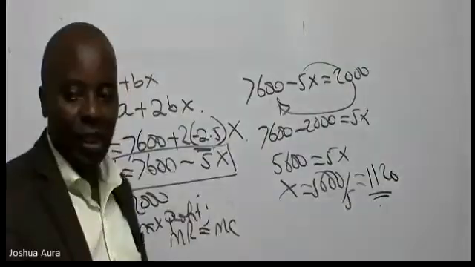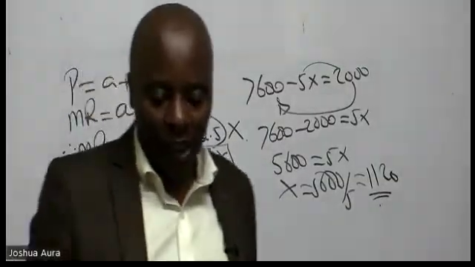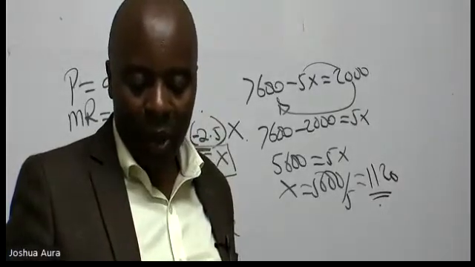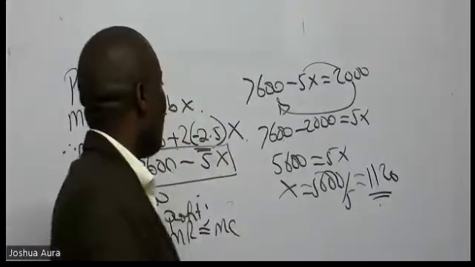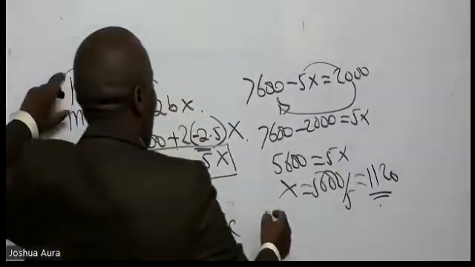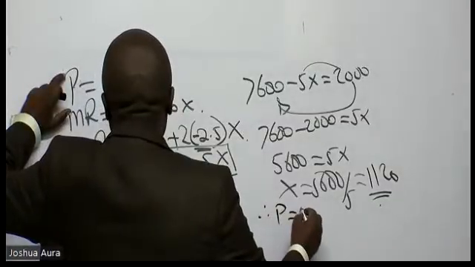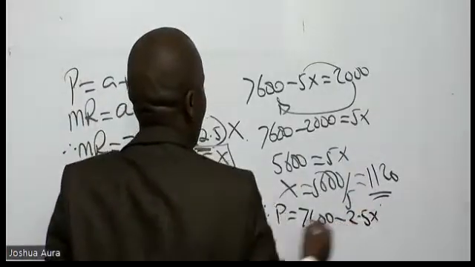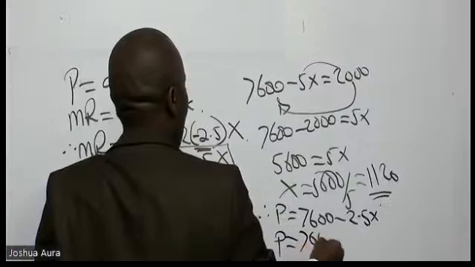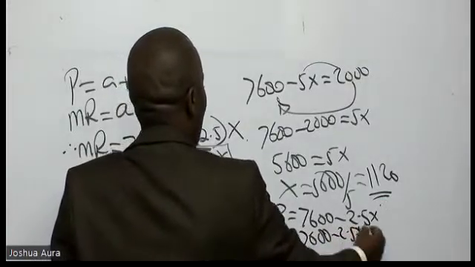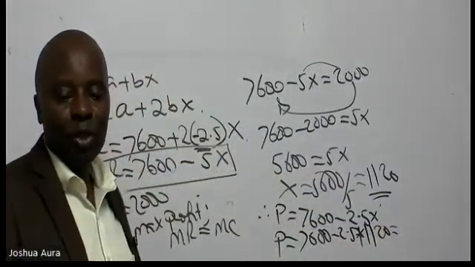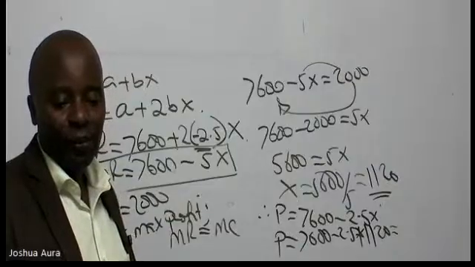So having gotten that as our X figure, please read again. They want the fees. Fees is the same as what here? The price. So they want price, and we know the price function. Our price function was 7,600 minus 2.5X, which is 7,600 minus 2.5 times 1,120, which will end up giving me what figure at the end of the day as my fees? 4,800.